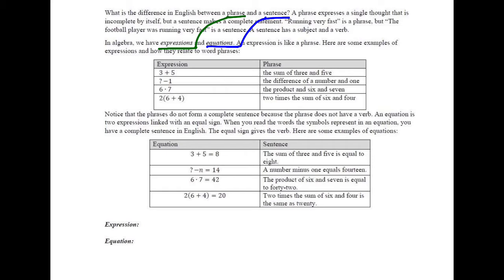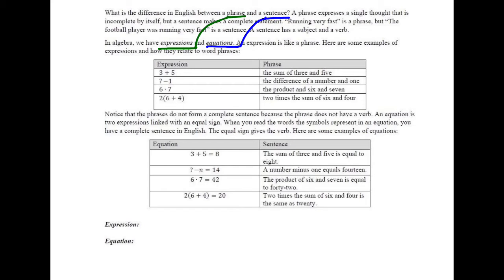So for example, 3 plus 5. That doesn't mean much, but if down here I said 3 plus 5 is equal to 8, 3 plus 5, or the sum of 3 and 5, that's a phrase. The sum of 3 and 5 is equal to 8 is a sentence. So that's the important difference: a phrase is only partial and a sentence is complete. An expression is only partial, but an equation is complete.